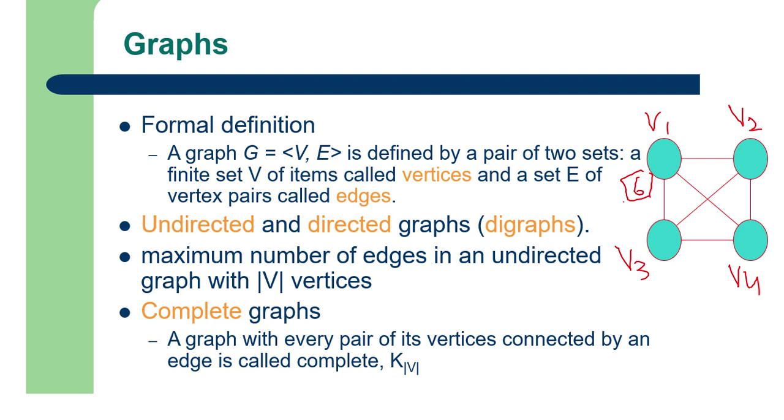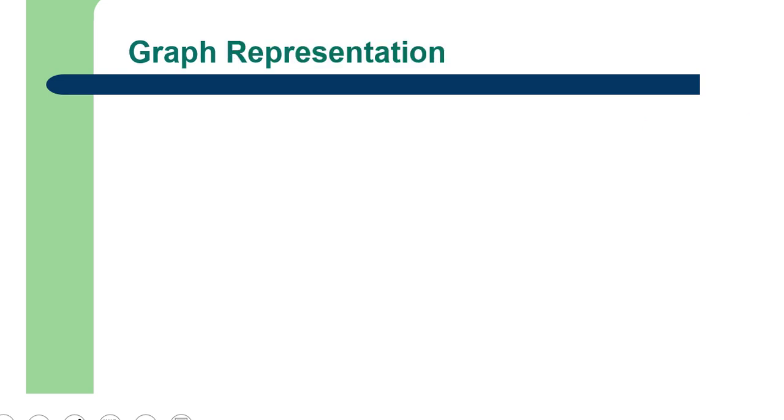We have already seen what is a complete graph. In a complete graph, each vertex is connected with every other vertex in a graph. So the complete graph is represented as Kn. We write complete graph as K, and there are n vertices. A graph can be represented in two ways. The first one is an adjacency matrix. The second one is an adjacency list.